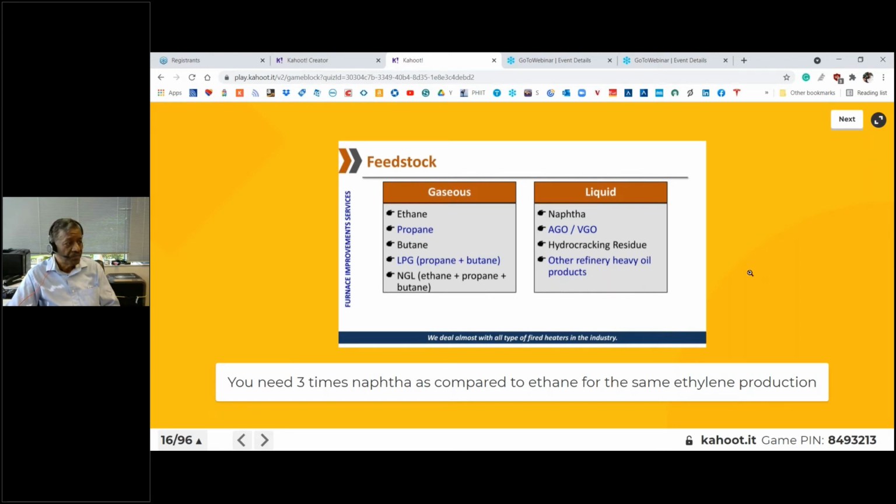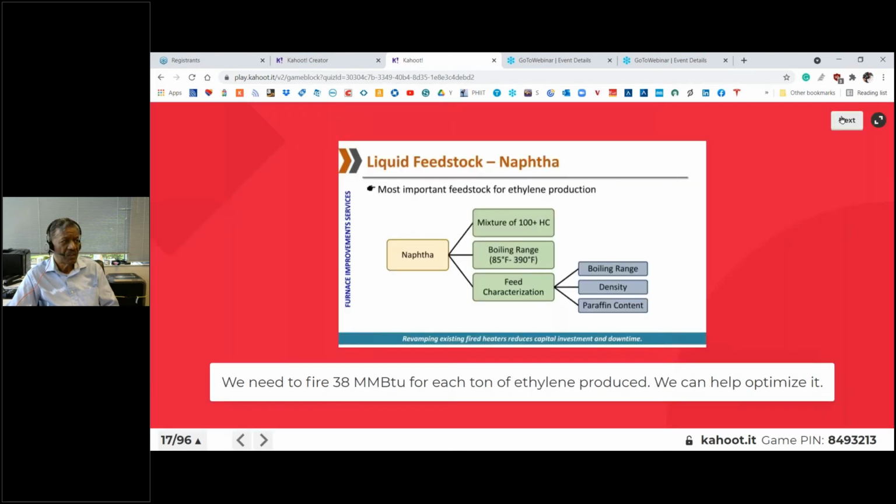So just to give you some feedback or information, you need 3 times naphtha as compared to ethane for the same ethylene production. So that's generally the thumb rule. So naphtha is a very important liquid feedstock for most of the cracking furnaces.